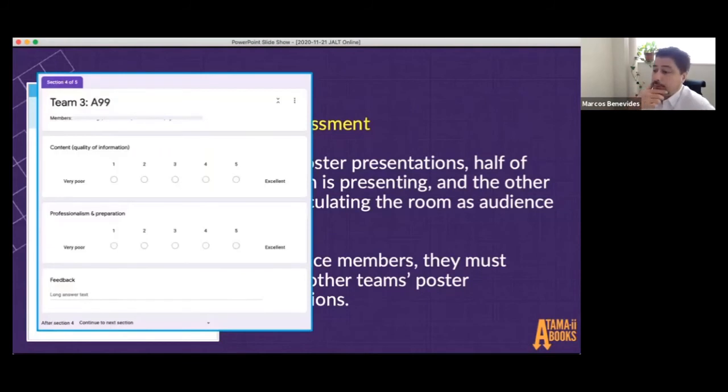So what I have been doing now, and this has been working really well, is I've set up Google Forms for students to evaluate each other. As they're watching the presentations online, they're going through these Google Forms. At the end of the presentation, they go through the Google Form and they score it.